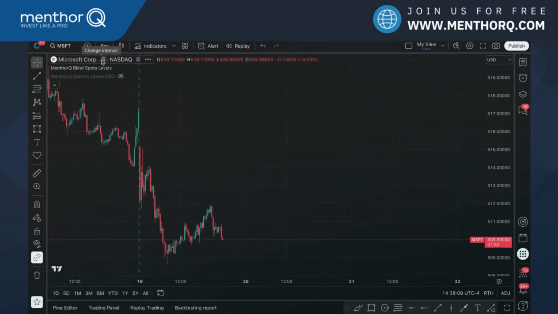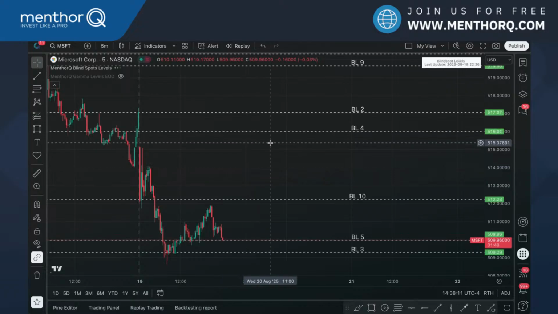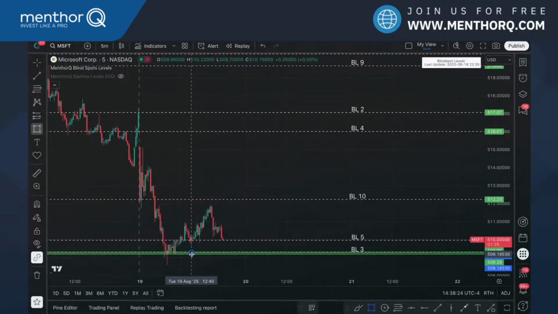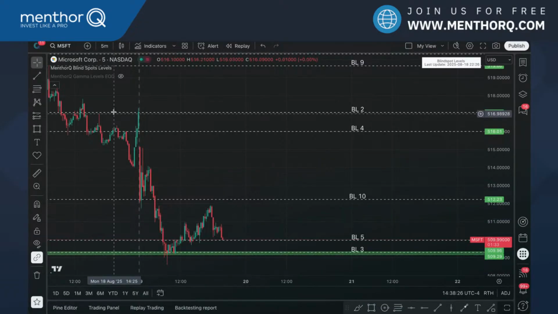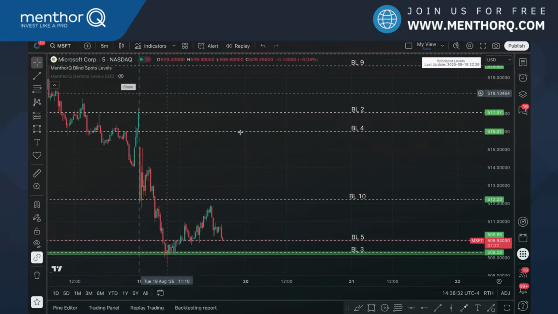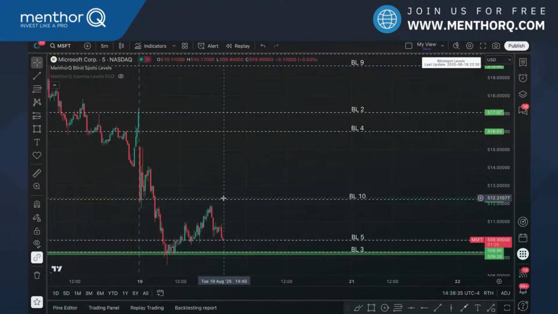Let's look at Microsoft. Great, another good example. We opened lower, we went all the way to BL10. We stalled around this area for a while, and then we went all the way here. BL3, price basically found support, got rejected. If we add gamma levels, we can also see where the major gamma levels are. But again, very important, BL3 area, this could have been a nice rejection right there on Microsoft.